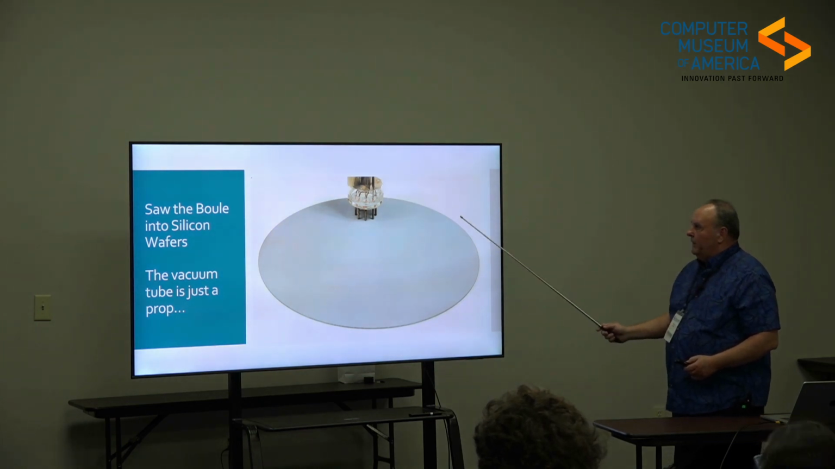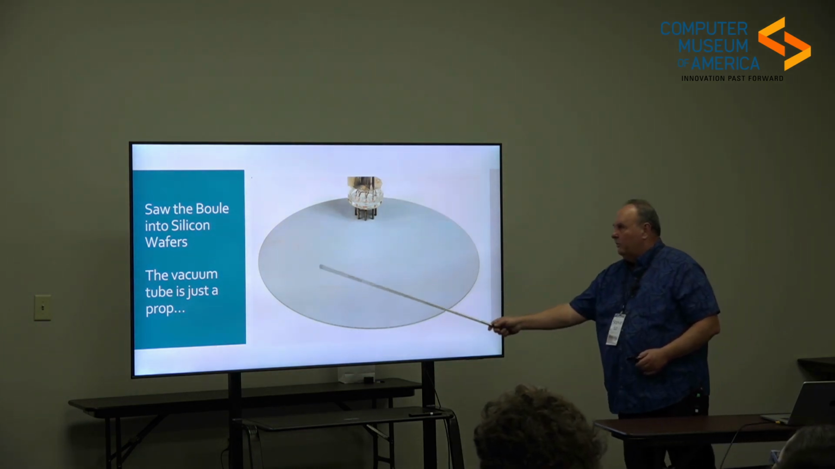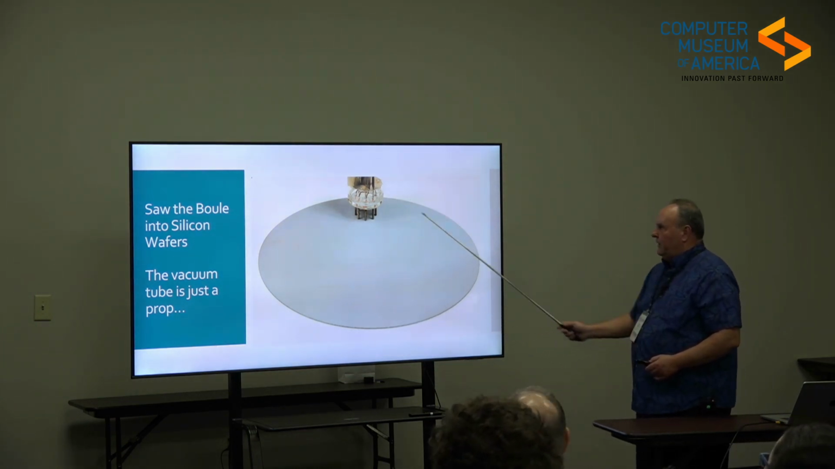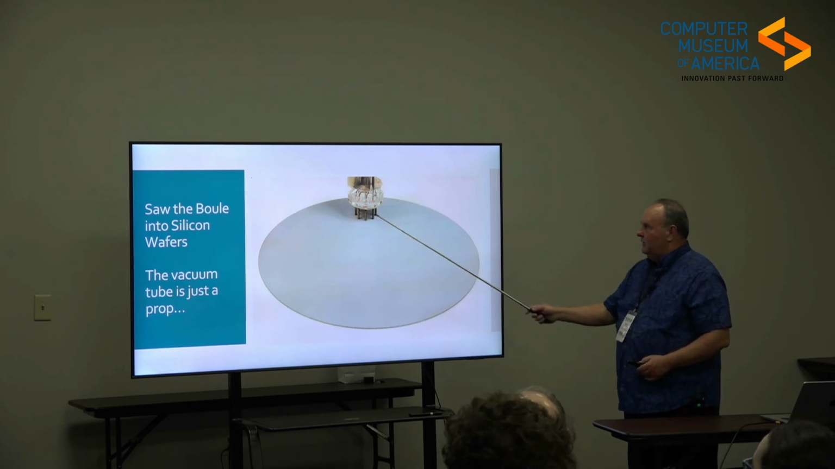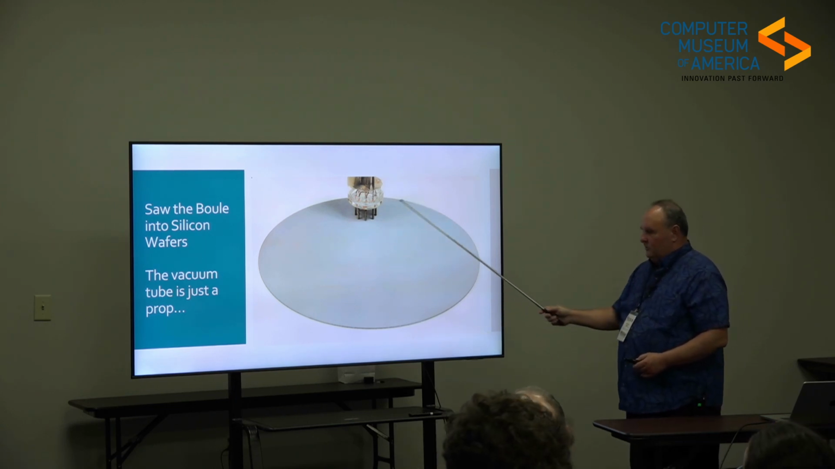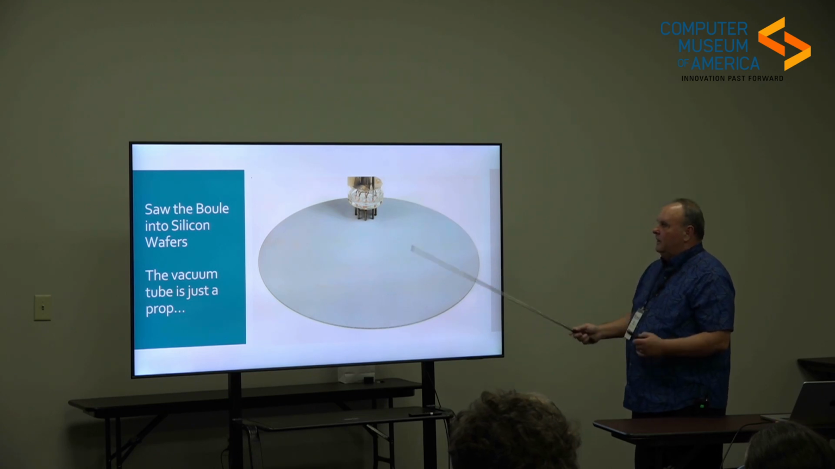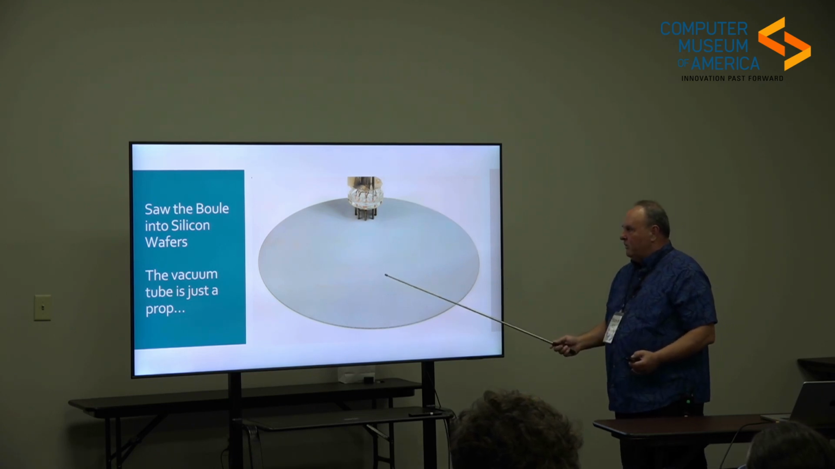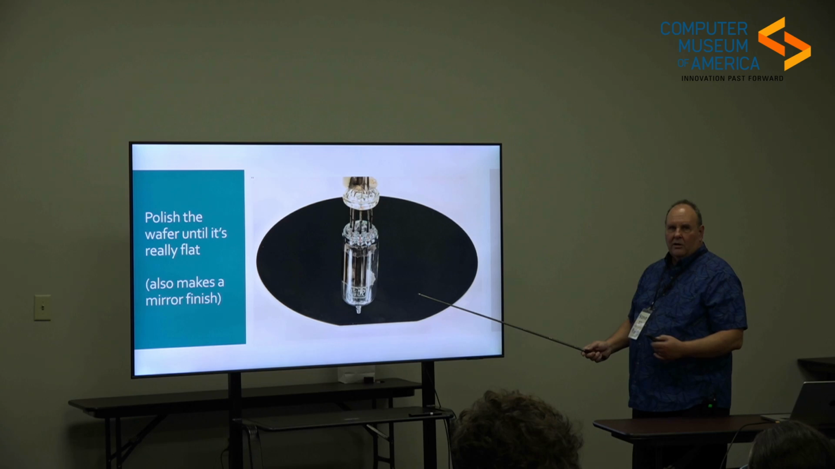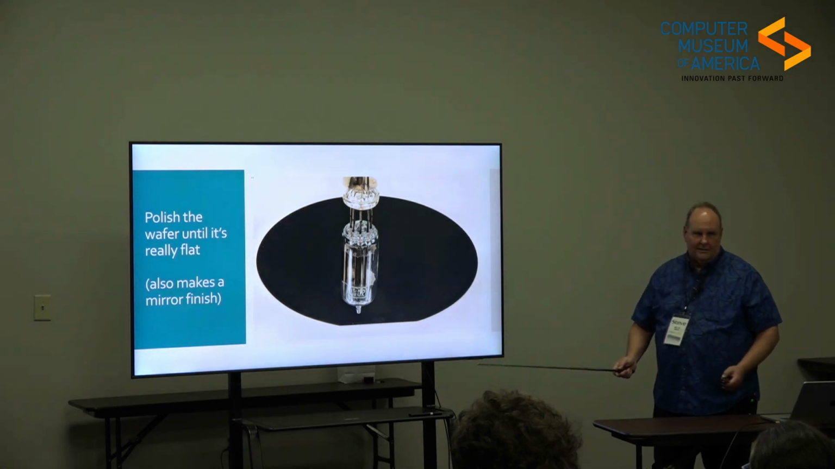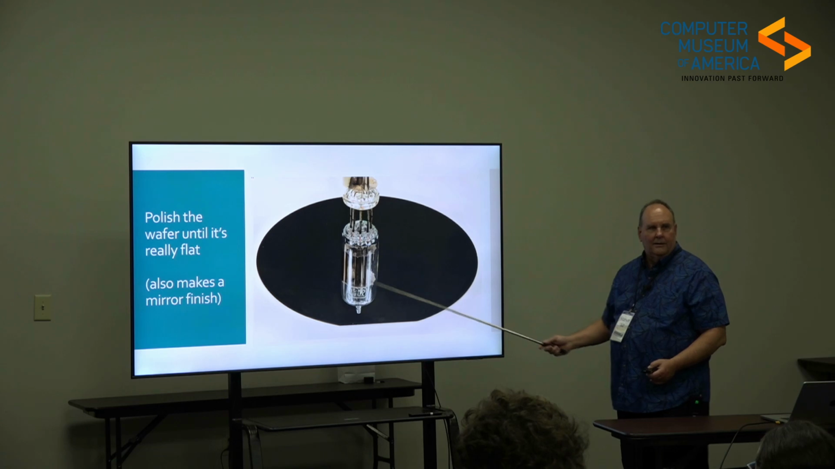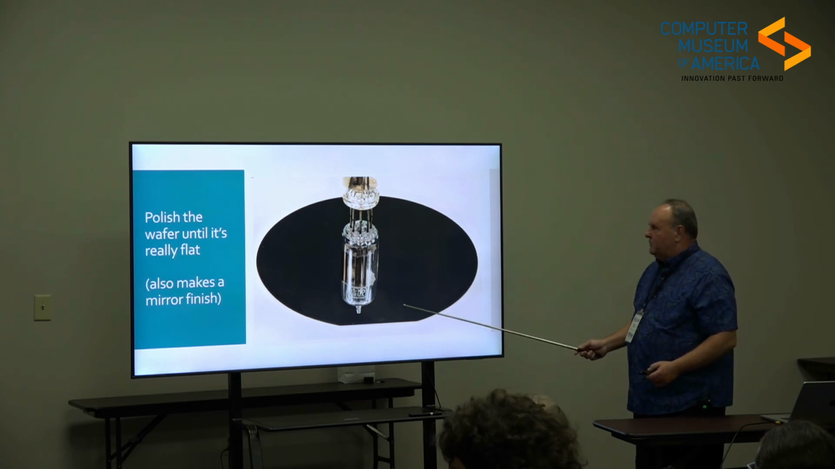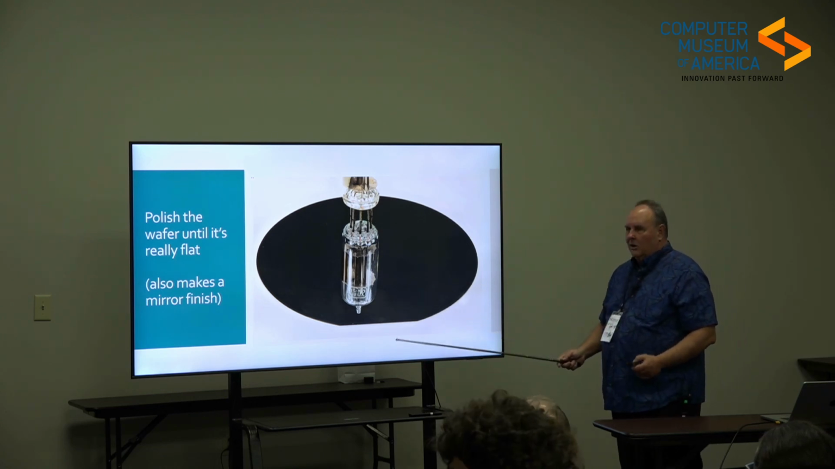So when they would make what we call a wafer, we would take that salami and we would slice it. Now I just took a vacuum tube on here just to use as a prop, because the first thing that we do after we cut them is we polish them. When we polish them, they get incredibly flat. Now, at the same time, it actually turns it into a mirror. That's not why we do it. It's because we want it really, really flat to start building the chip on it.